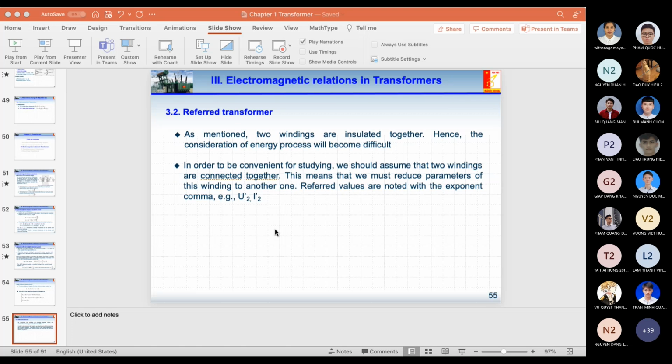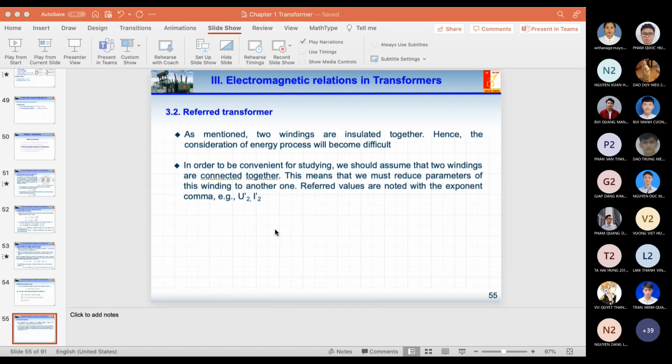Now if you want to do conversion of parameters from the secondary winding to the primary winding, of course we have to consider the voltage level of the secondary winding equal to that of the primary winding. It means that 0.4 kilovolt is equal to 22 kilovolt. Following that, we can solve our problem. If we don't do conversion, there is no relation appearing in the voltage balance equation, and we cannot solve our problem.